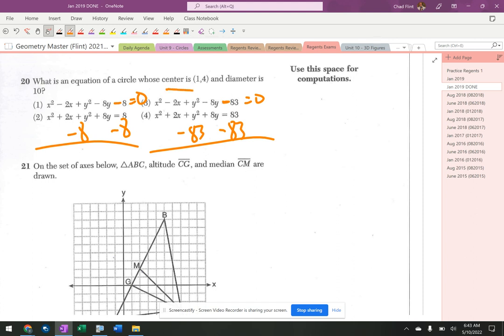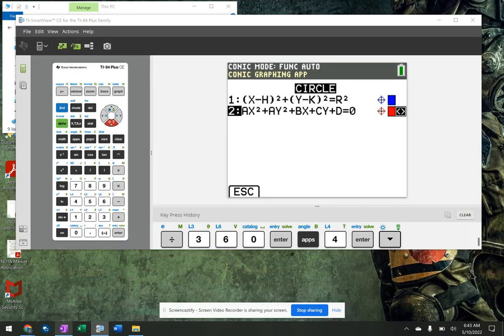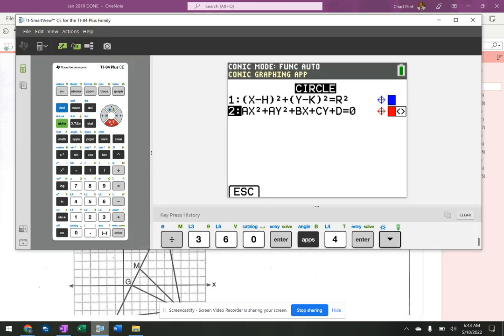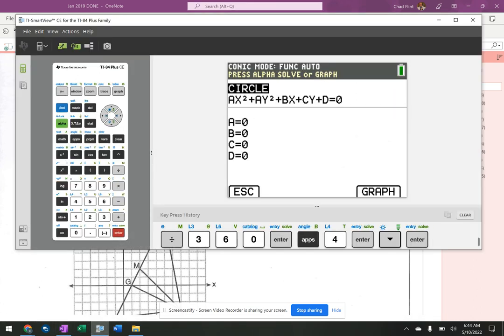Okay, now the calculator will spit out that the center is that, and it will spit out that the radius is 5, because if the diameter is 10, that means the radius has to be 5. So basically, I'm going to go through here, and I'm going to put these things in one at a time and see which one comes out to be the right answer. All right, so I go back to my calculator, and I choose that one, and then all I have to do is put in these numbers.